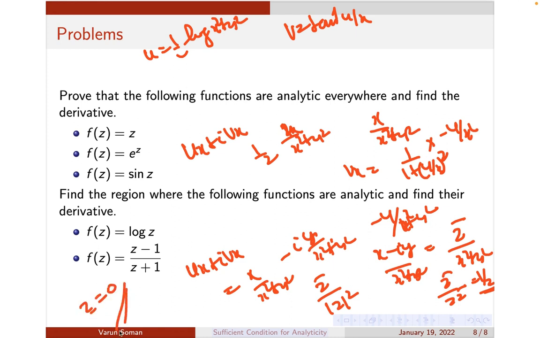Okay, so that's it. You can try to do this problem also. It will be analytic everywhere except at the point where z is equal to minus 1, because the denominator will be 0 there. Also please try to find out what u and v are by separating it out, or you can use other methods also here. Okay, so that's it. Thank you.